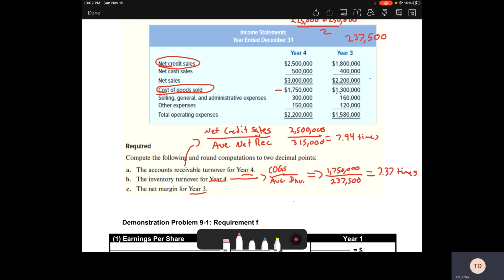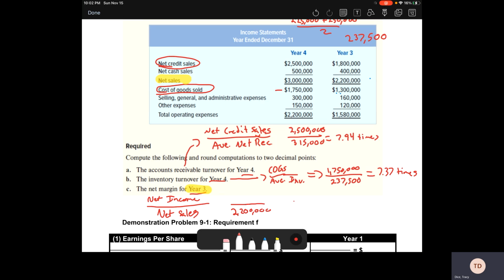All right, net margin. This is the one that we just talked about in a previous video. So what you're doing here is you want to take your net income and divide it by your net sales. Well, we know net sales is right there, easy to find. And we're dealing with year 3. So on the bottom, we're for sure going to have 2.2 million.